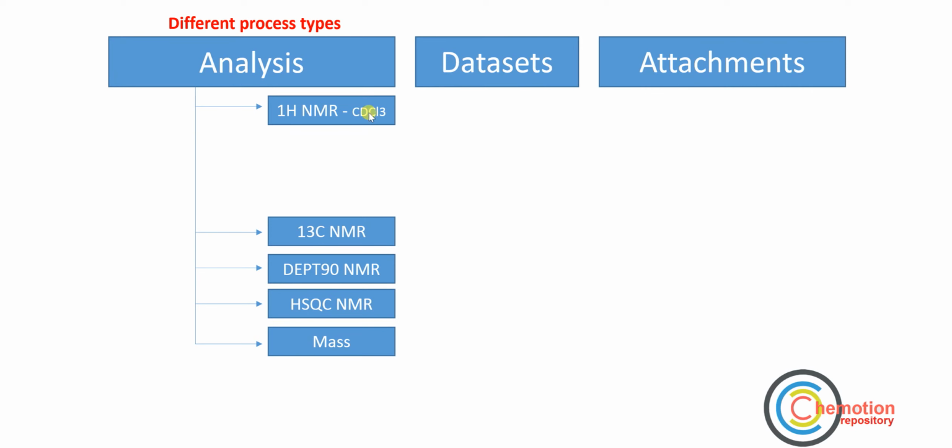Examples for different analyses are proton NMR spectra, carbon NMR, DEPT measurements, 2D NMR experiments, or mass spec data. Also, IR and X-ray or other types of measurements can be added as new data types.